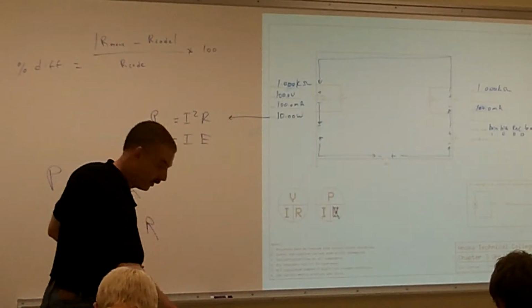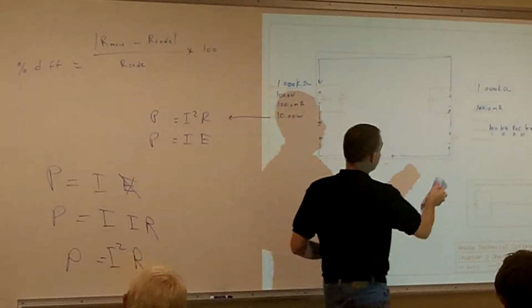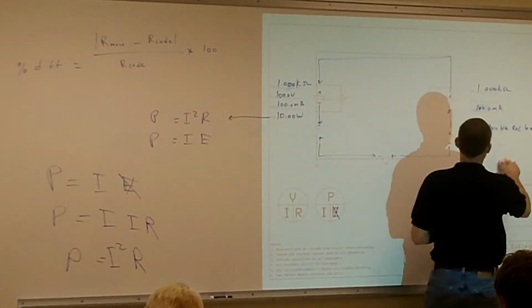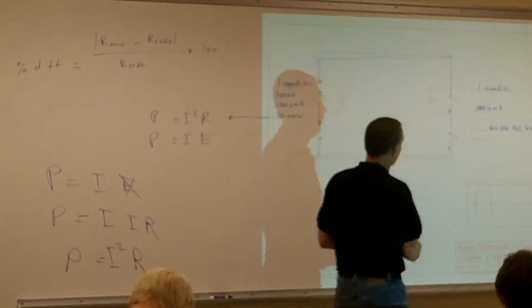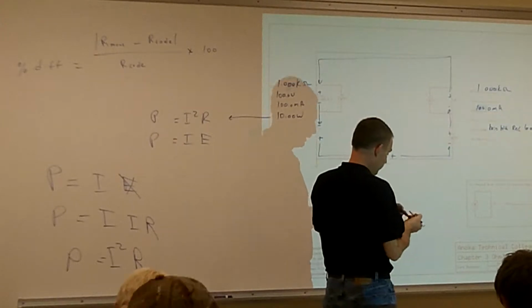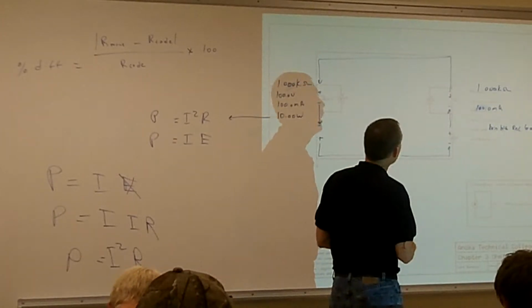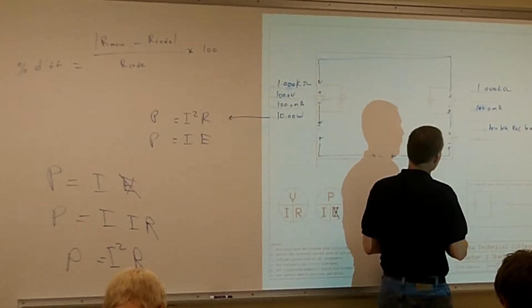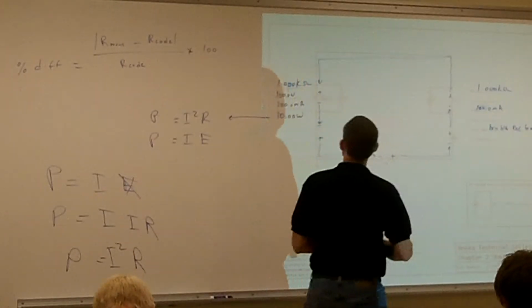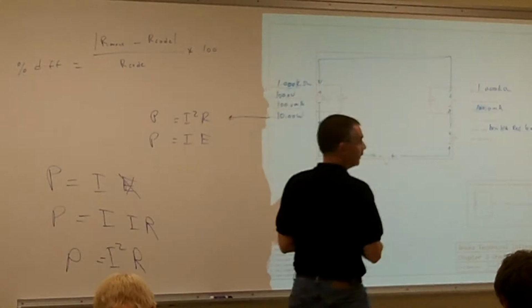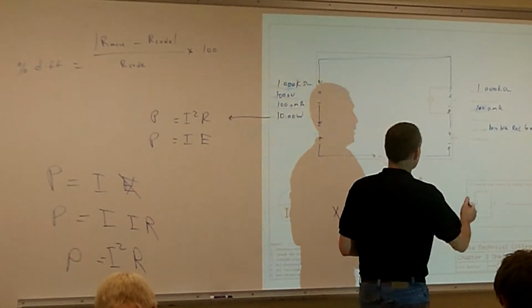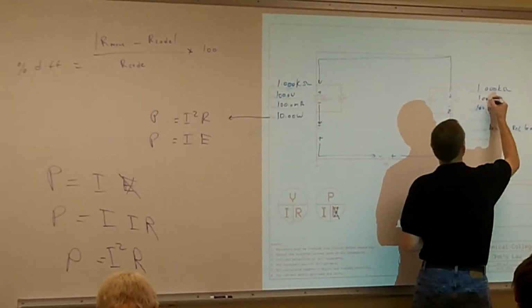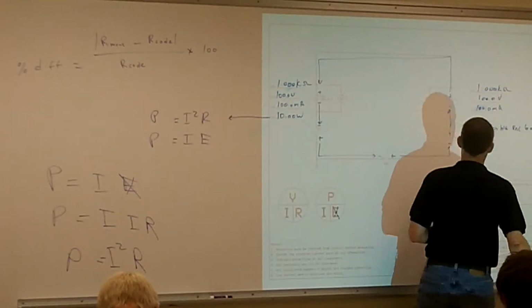Okay, then what can I figure out? My voltage. I can calculate out my voltage, and my voltage is just going to be I times R, it's my IR drop. So my voltage is what? 100 volts. Same as my source voltage since I only have one resistor.